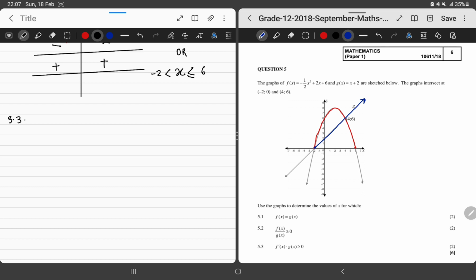5.3. They want to know where I can multiply the gradient of f of x with g of x and get something that is greater than or equal to 0. Again, the only way to get something that is greater than 0 is if I take a negative and multiply it with a negative. This will give me a positive. Or I take a positive, multiply it with a positive, and the result will be a positive.